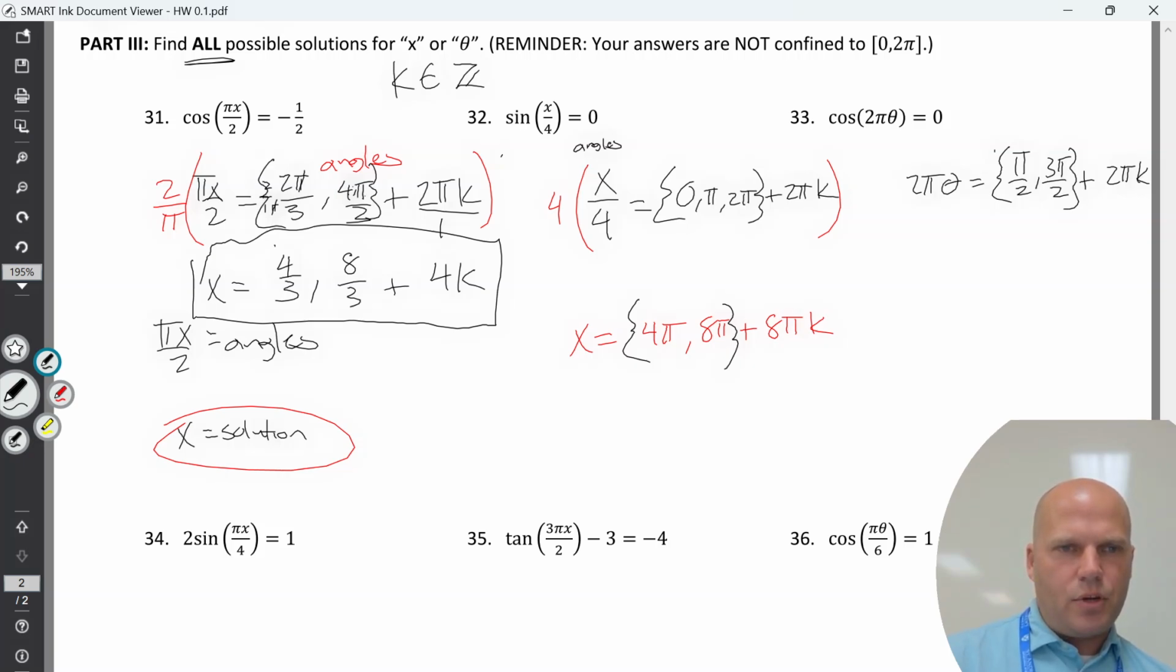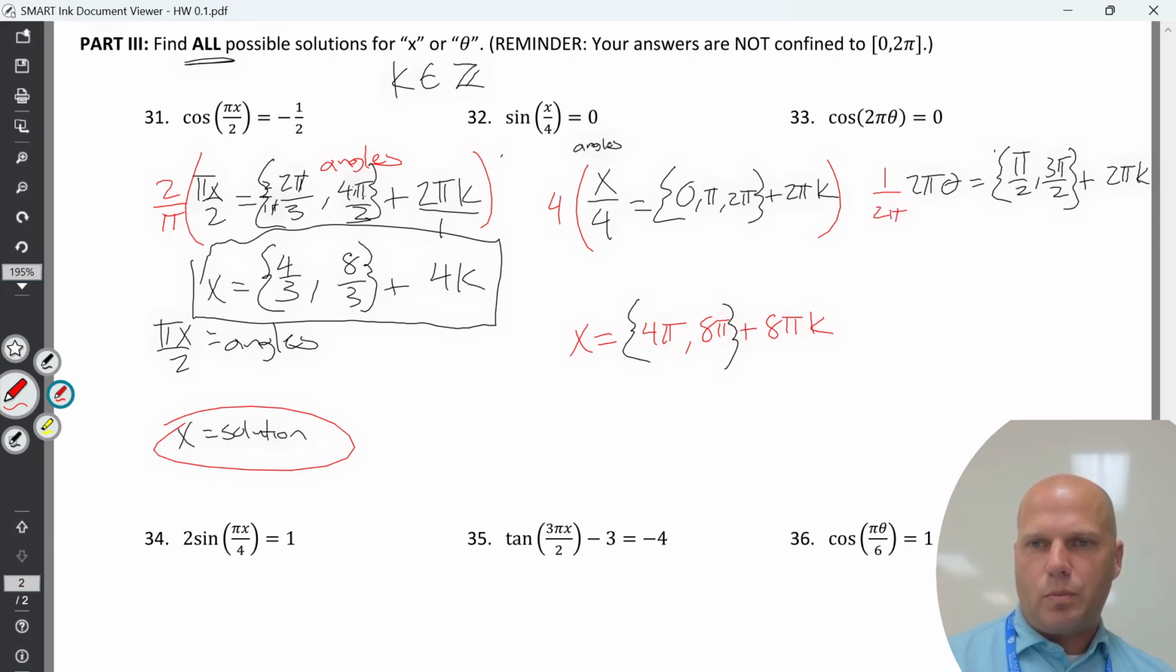I think in pre-calculus, maybe they separated it out into two things, but this is fine if you use brackets. And then what do I do to get my solutions? I'm going to divide or multiply by 1 over 2 pi. Okay, now how do I do that? Well, it's like multiplying this fraction by 1 over 2 pi.